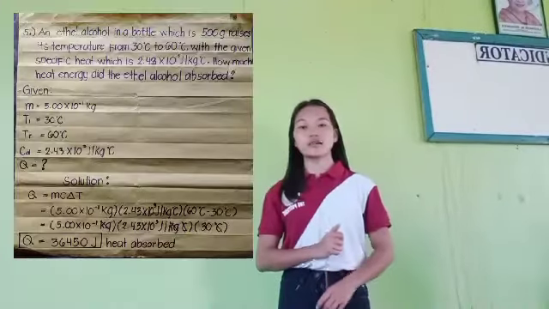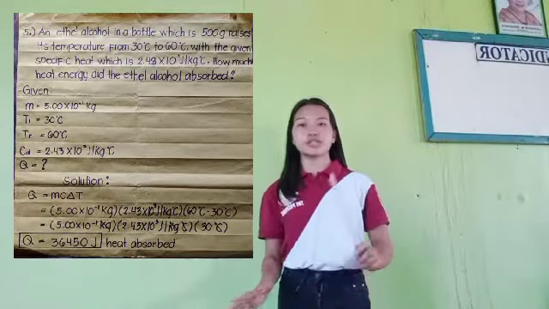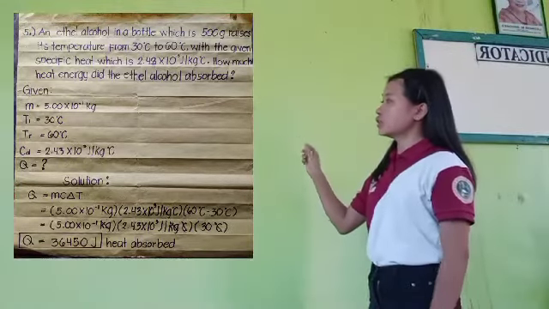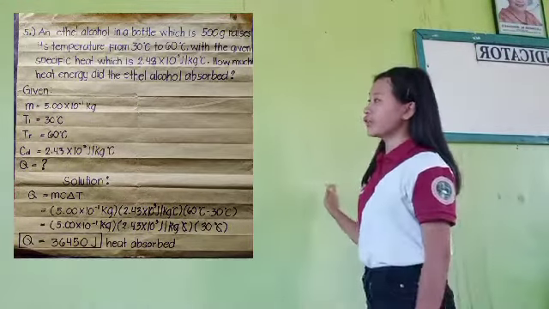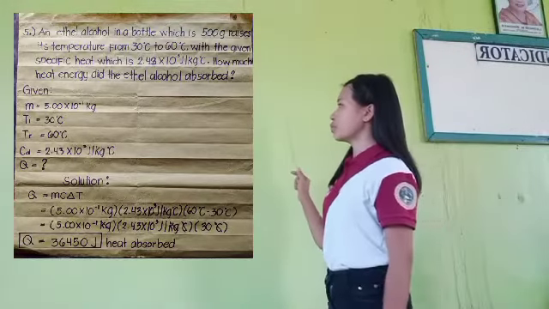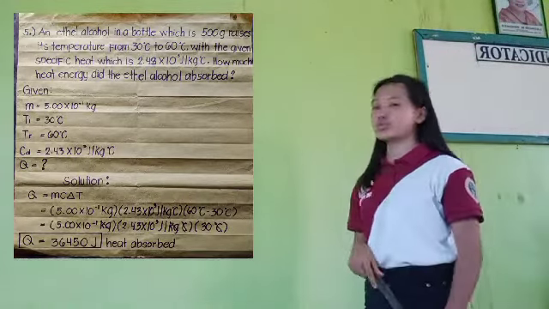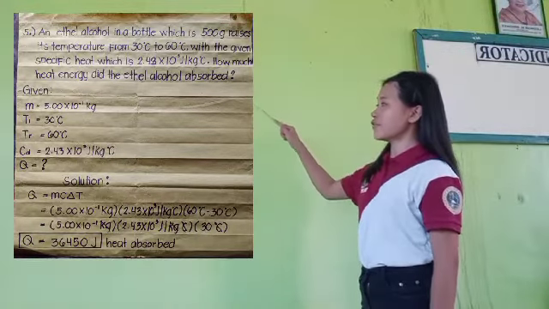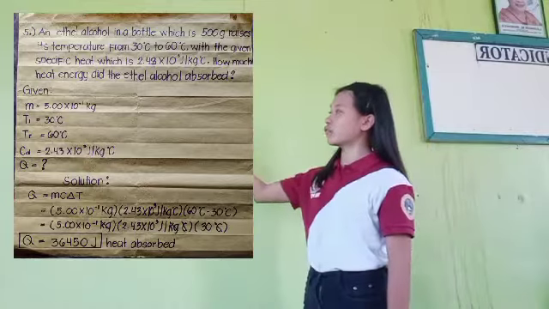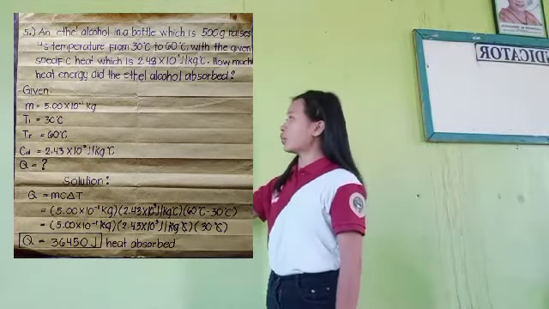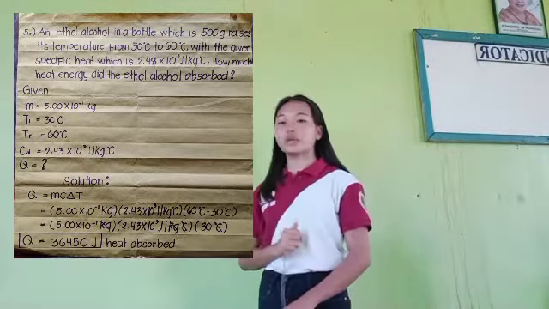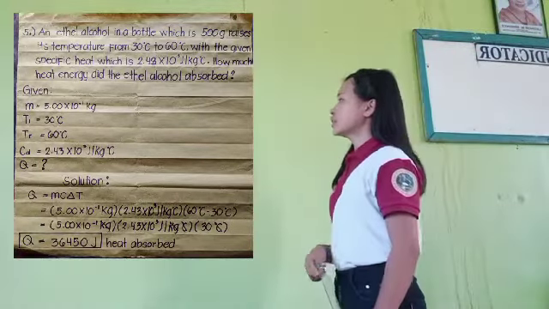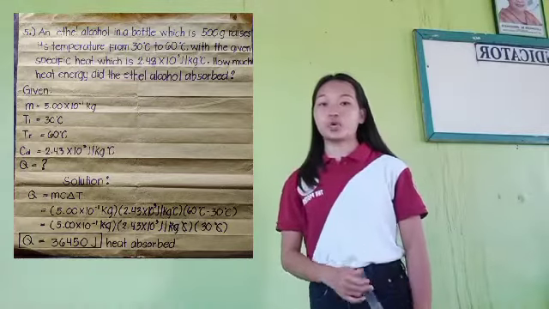The last sample problem, which is the fifth one. An ethyl alcohol in a bottle, which is 500 grams, raises its temperature from 30 degrees Celsius to 60 degrees Celsius with the given specific heat, which is 2.43 times 10 to the power of 3 joules per kilogram degree Celsius. How much heat energy did the ethyl alcohol absorb?